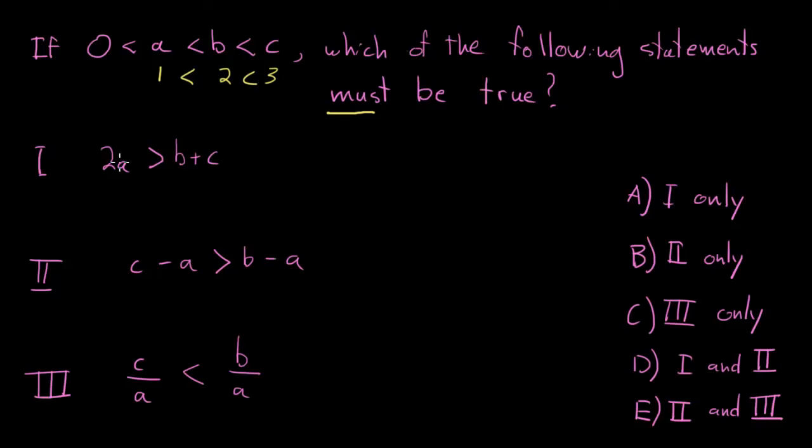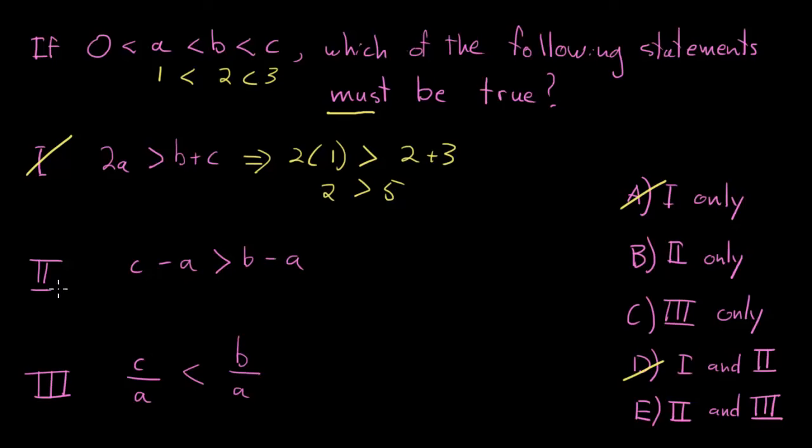Roman numeral 1. 2 times a is greater than b plus c. So with our numbers, we get 2 times 1 greater than 2 plus 3, and that leads to 2 is greater than 5, and that is definitively not true. So does this mean anything? Well, we're looking for which of the following must be true, and now we found one set that makes Roman numeral 1 not true, and that means that this doesn't have to be true, so Roman numeral 1 is gone, and all the answer choices that include Roman numeral 1 are gone. A's gone, and D's gone.